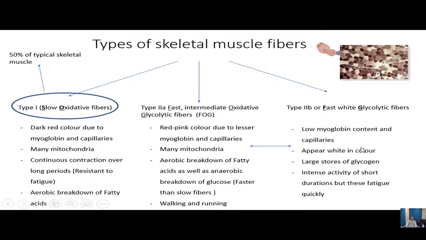So you can understand that depending upon our physical activity, these fiber types may change among themselves. Particularly, you see this arrow. These two types, type 2A and type 2B, can interchange among themselves. So when intense, short duration activity is more, there will be more of these type of fibers. When long duration activity is more, then this type of fibers will be more compared to this.